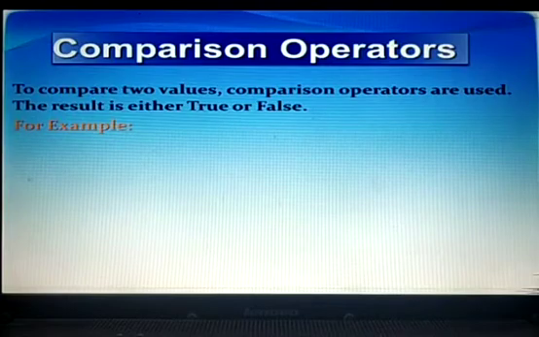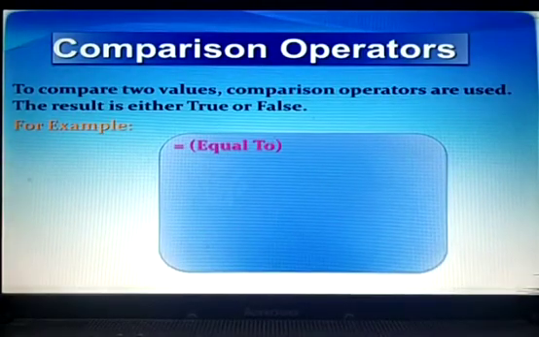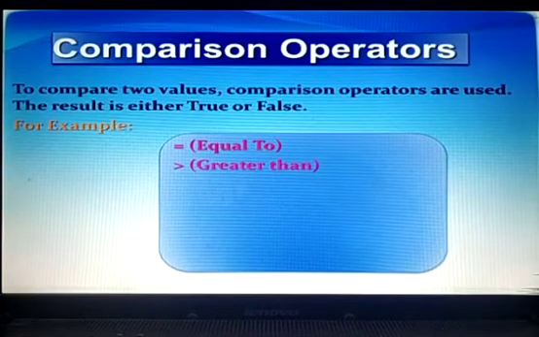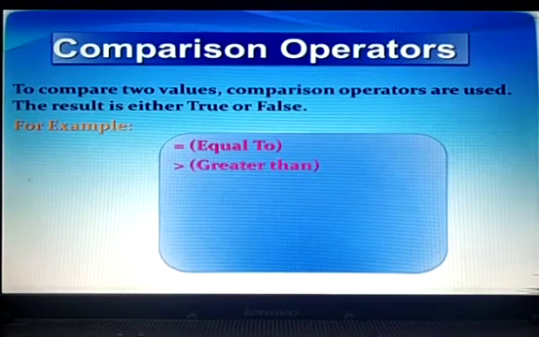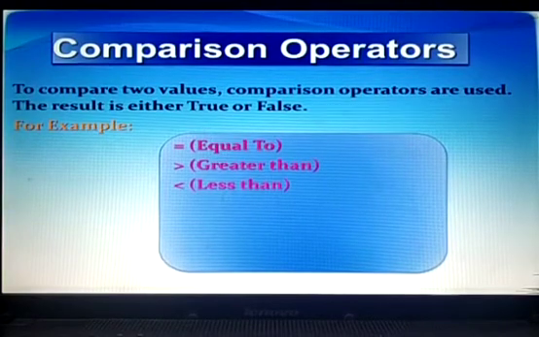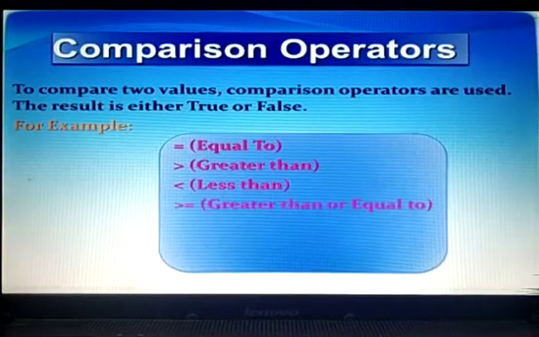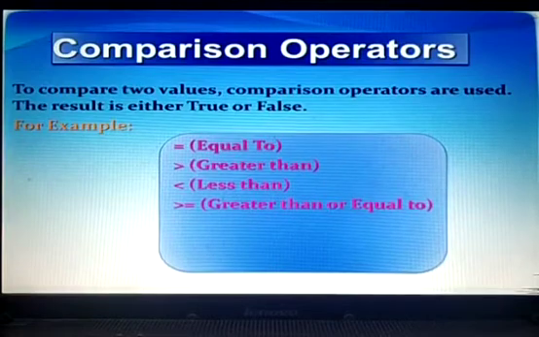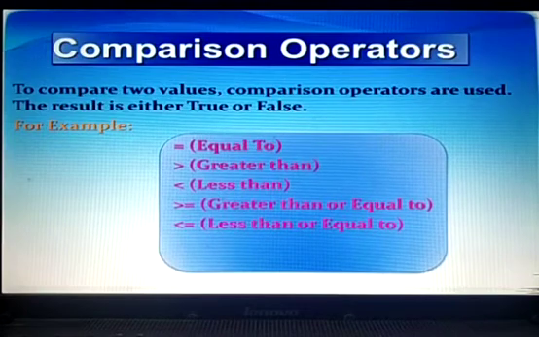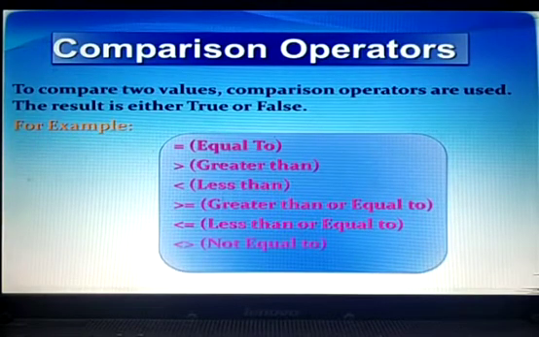For example, equal to. Greater than, it means the first value is greater than the second value or not. Less than, it means the left-hand value is less than the right-hand value. Greater than or equal to, it means the left-hand value is either greater than or equal to the right-hand value. Next one, less than or equal to, it means the left-hand value is either less than or equal to the right-hand value. Not equal to, it means both values are not equal to each other. So these are the comparison and relational operators.